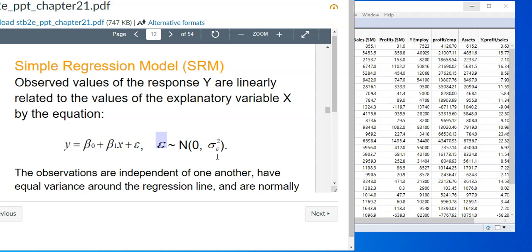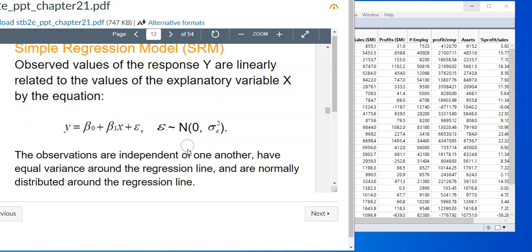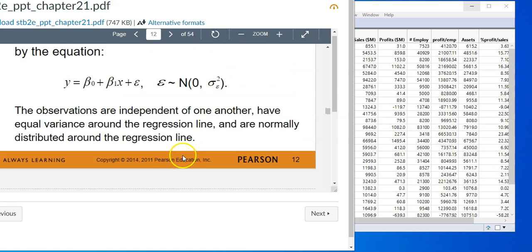So this is actually showing us the three conditions we were looking for, right? Epsilon follows a normal distribution, so they are independent. Average is 0. Variance is sigma square. So observations are independent, have equal variances, that's sigma square, and they are normally distributed, and that's N with the average of 0. Cool, huh?